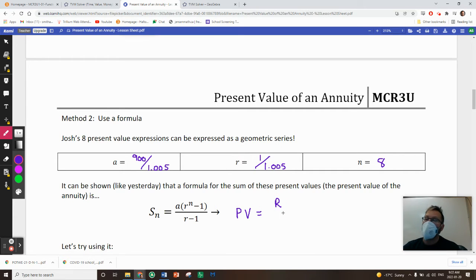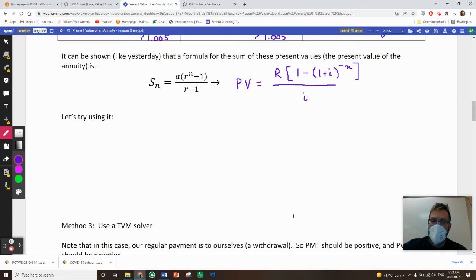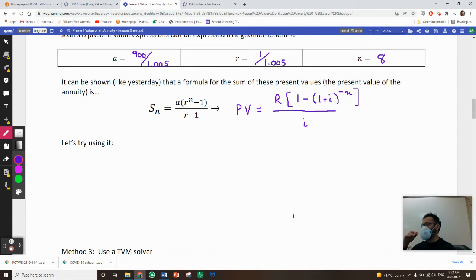It's R, which represents payment, which in this case is a withdrawal. And in square brackets, 1 minus 1 plus i to the power of negative n. Close that bracket off. All divided by little i. And now you guys just have the formula, and now you guys can just use it. Let's give it a little spin.